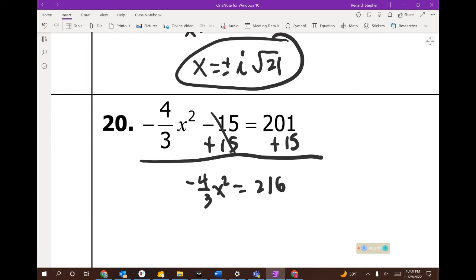So in order to get rid of a fraction, we multiply it by its reciprocal. So negative 4/3, we're going to multiply that by negative 3/4. So the 3s cancel out, the 4s cancel out, 2 negatives become a positive, so we end up with x squared over there. Well, we got to remember, if we do it to the left side, we do it to the right. So we have 216 times negative 3/4.